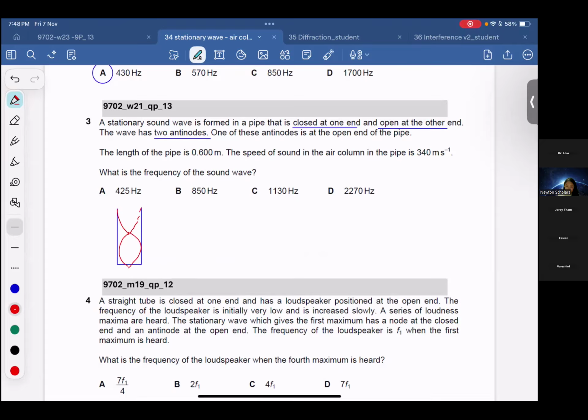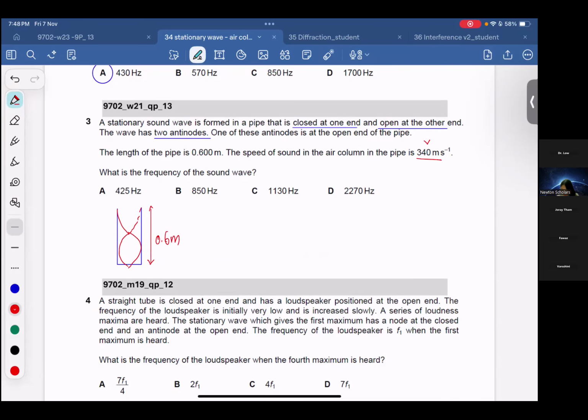It will roughly look like this, okay? Although a bit ugly. Antenna at open. The total length is 0.6 meter. The speed of sound is V. Okay, boys and girls, can you count? It's the same as just now, similar.